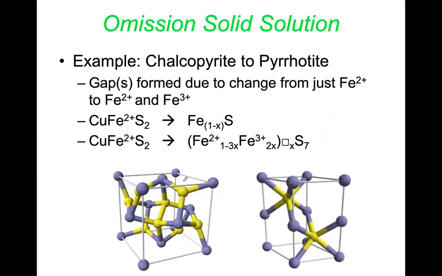And another example is chalcopyrite and pyrrhotite. Both of those are sulfides, two types of sulfides. In chalcopyrite, you have CuFeS2, where Fe is divalent, and it can be substituted with the highly charged cation, ferric, which will be replacing there.